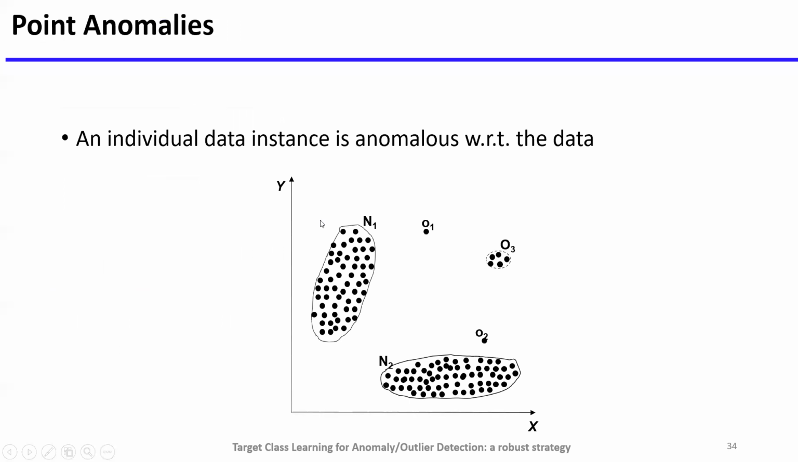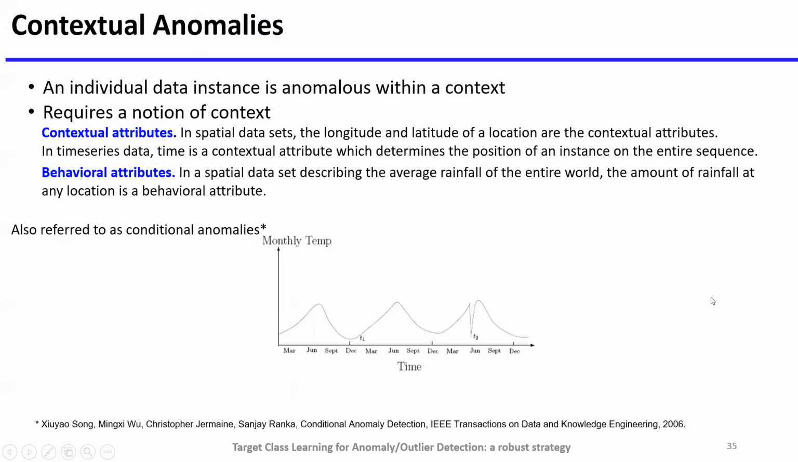The point anomaly is the simplest form of anomaly. Here we can assume that an individual data item is anomalous with respect to the normal data instances. The normal data instances are basically N1 and N2. And O1 is anomalous because it is far away from these normal instances and it is not lying within the normal distributions. That is the point anomaly case.